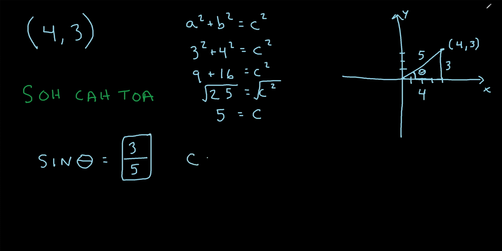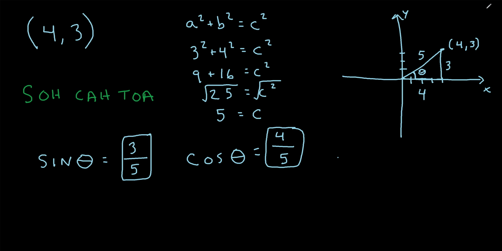What about the cosine of that angle? How can we find that? Well, according to SOHCAHTOA, we can take the adjacent side divided by the hypotenuse. So the adjacent side to this angle is 4. And the hypotenuse, we said, was 5. So the cosine of this angle right here is 4/5.